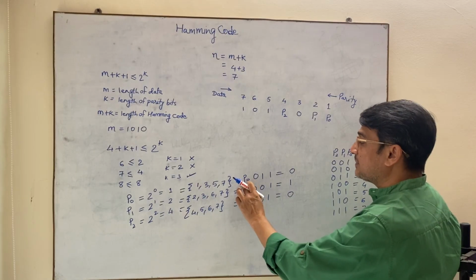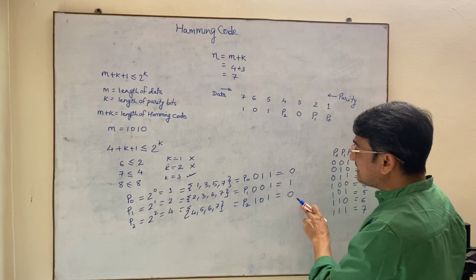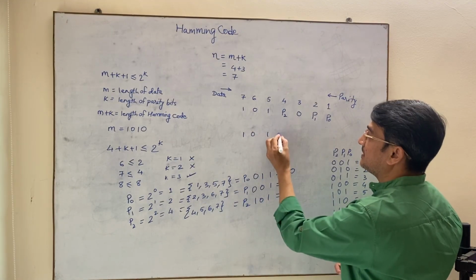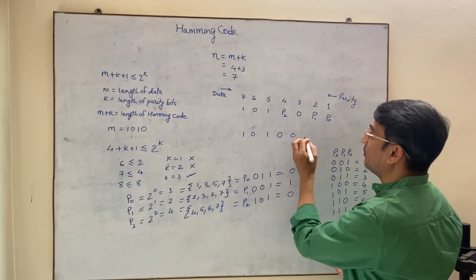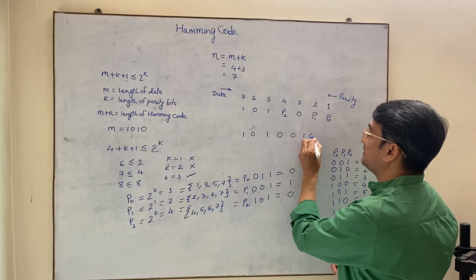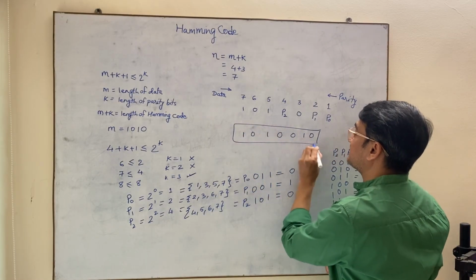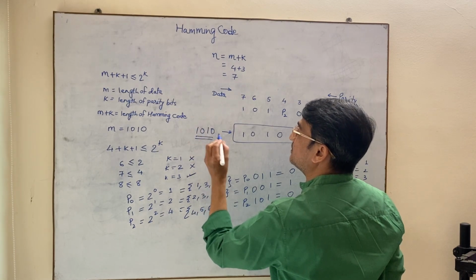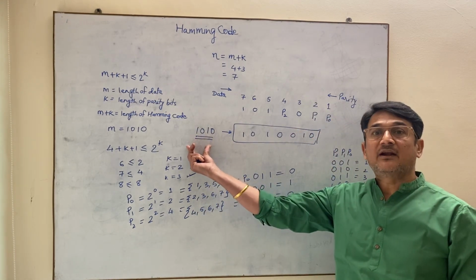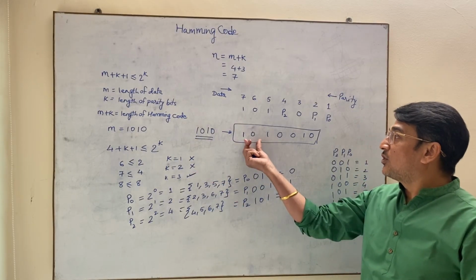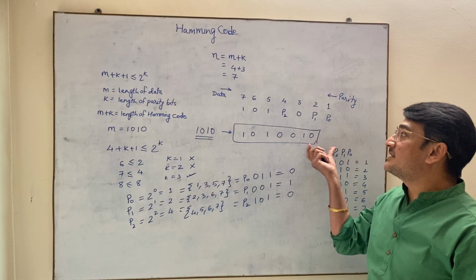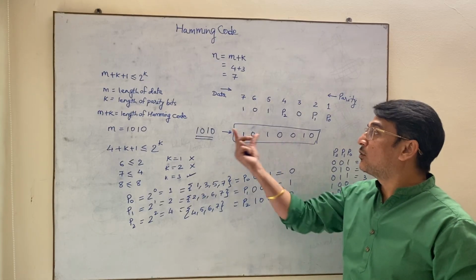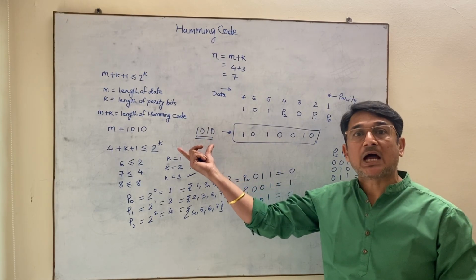So now instead of P0, P1 and P2, if I write these numbers, it will become 1, 0, 1. P2 is 0, 0. P1 is 1 and P0 is 0. So these 7 bits are the corresponding Hamming code of the data 1010. That means if you have the data 1010, your Hamming code will be 1010010. These 7 bits are known as the Hamming code of this 4-bit data.